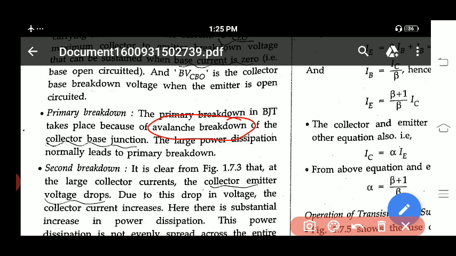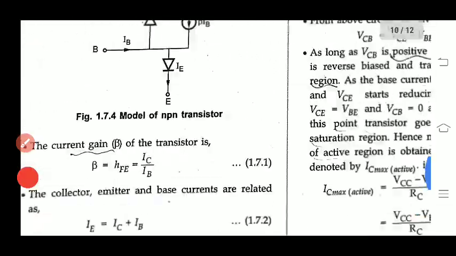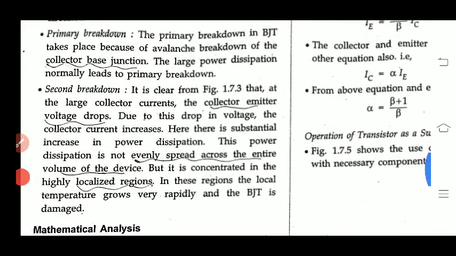Usually large power dissipation leads to primary breakdown. If that particular transistor is handling maximum voltage, then there will be a large power dissipation. Then a collector to base junction breakdown takes place. You can call this an avalanche breakdown. That is nothing but primary breakdown. Next we will see the second type of breakdown.